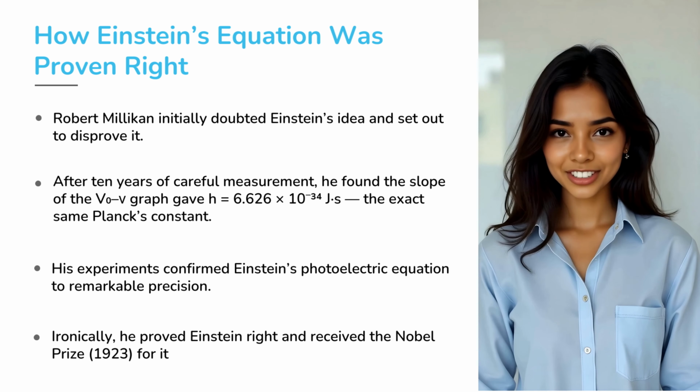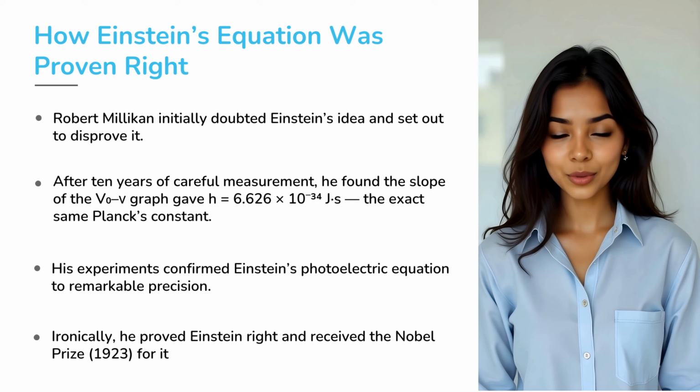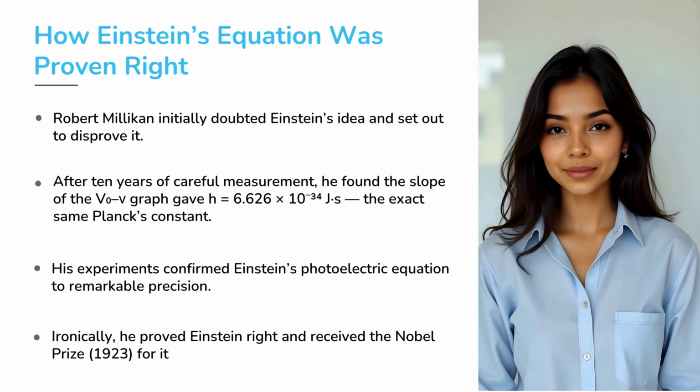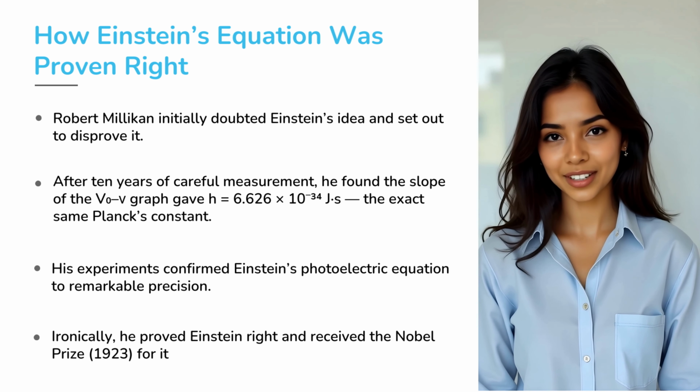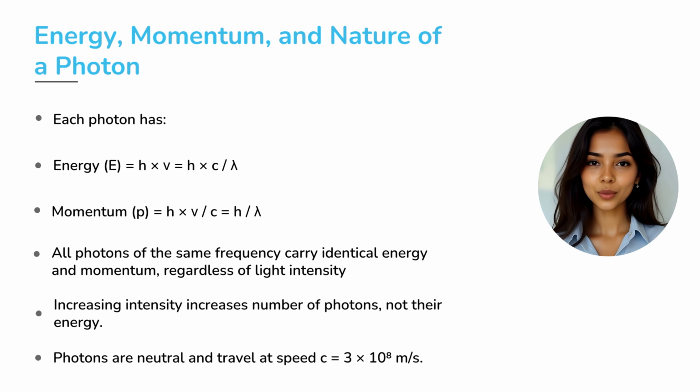Instead of disproving Einstein, Millikan's experiments proved him right beyond doubt. He went on to receive the Nobel Prize in 1923 for this very work. So, what exactly are these photons? Let's list their fundamental properties.